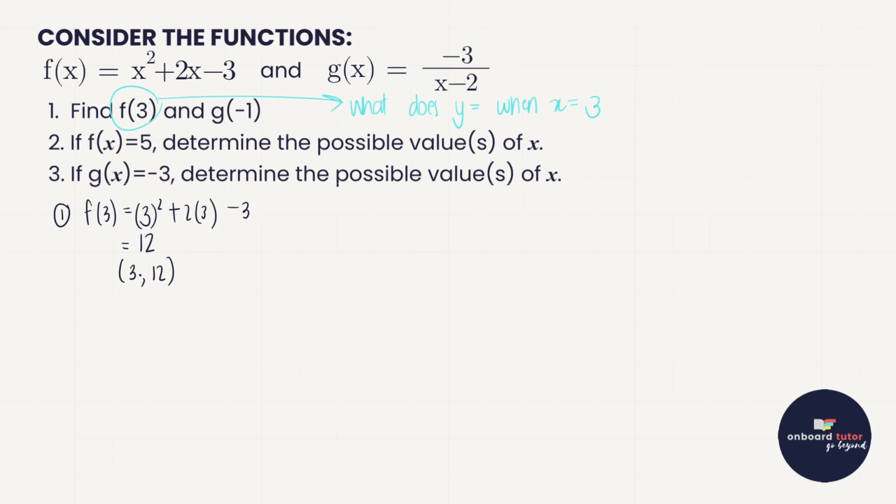Okay, similarly, they are asking us what is the y value when x is equal to minus 1 in the graph of g? So now everywhere I have an x, I'm going to substitute it with minus 1. So we've got minus 3 over minus 1 minus 2, and that ends up being minus 3 over minus 3, which is equal to 1. And so I would have another ordered pair, or perhaps the first one from this graph, g of x, but the coordinates there would be minus 1 and positive 1. So that's what the function notation means.